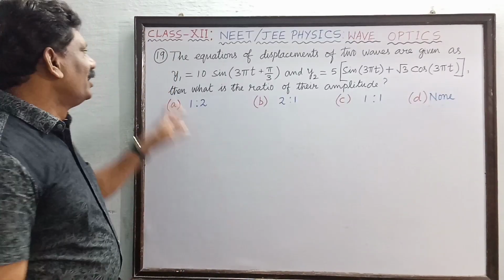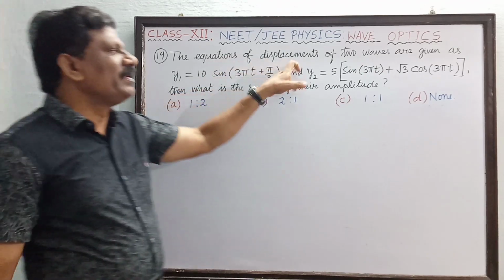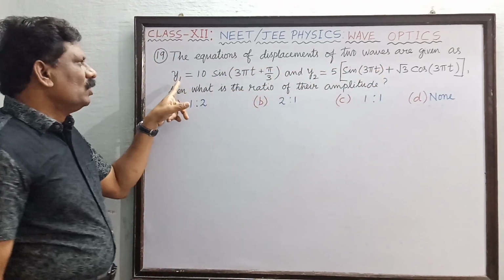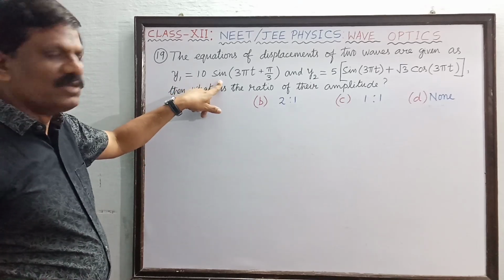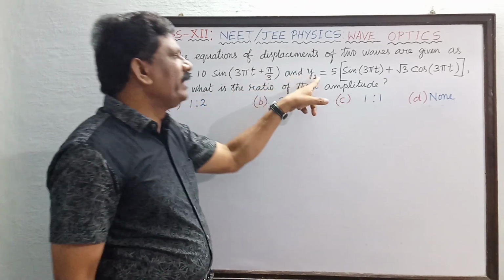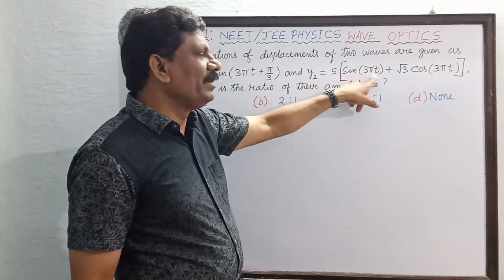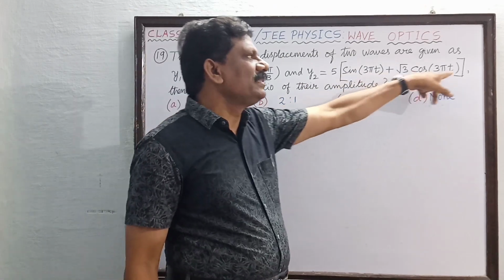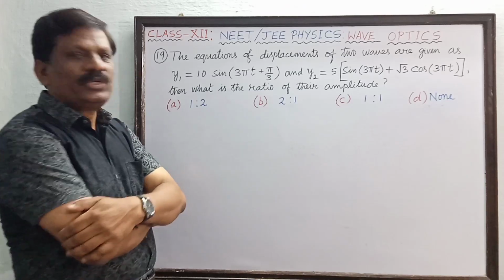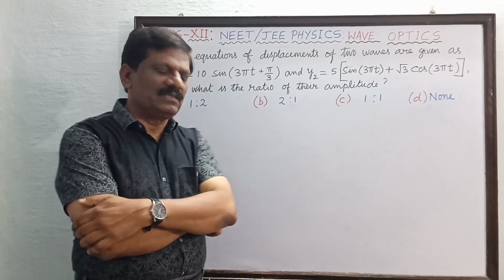Hi students, problem number 19. The equations of displacements of two waves are given as y1 equal to 10 sine of (3 pi t plus pi by 3), and y2 is equal to 5 sine 3 pi t plus root 3 cos 3 pi t. So what is the ratio of their amplitudes? We have to find the ratio of their amplitudes.